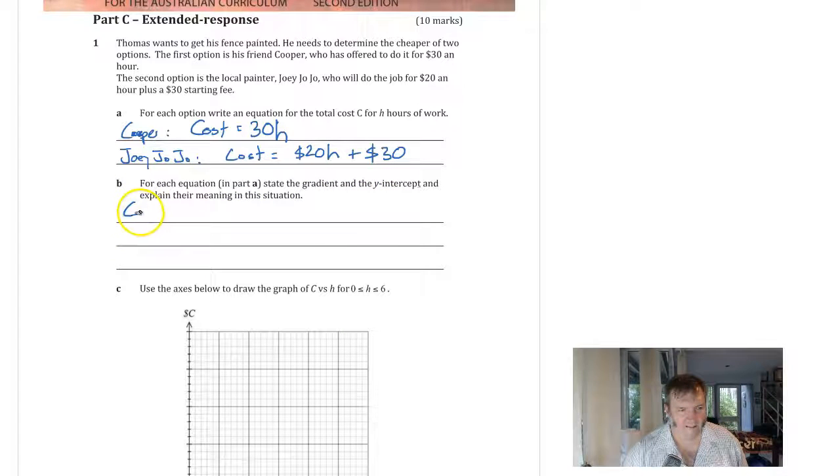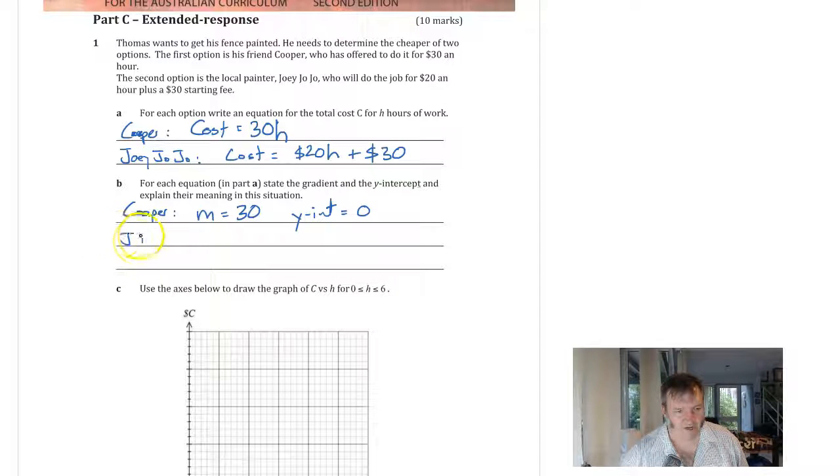So for Cooper, the gradient, remember that's what you're multiplying the variable by. Well, H is being multiplied by 30. So the gradient is 30, and the y-intercept, that's the cost at 0 hours, if you like. Well, Cooper doesn't have like a standalone number. If you don't want him to work, it won't cost you a cent.